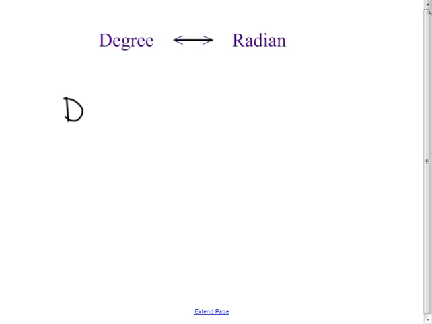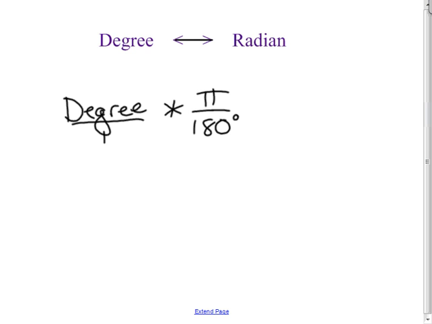If I start with a degree measure, what I have to do is take that degree measure and multiply it by pi over 180 degrees. Degrees have to have a symbol, radians do not. If I do this, I'm getting rid of my degrees, because really this is like degrees over 1. The degrees on top and bottom will cancel. My radians will be left on top, so out comes my radian value.